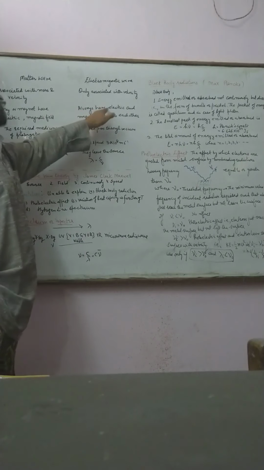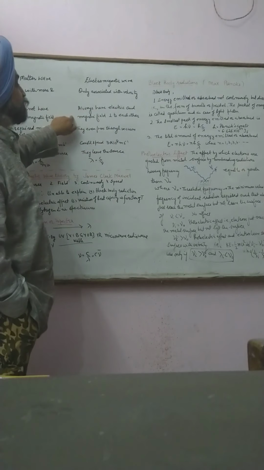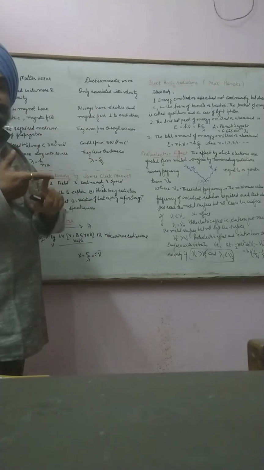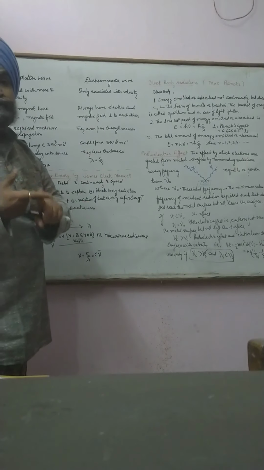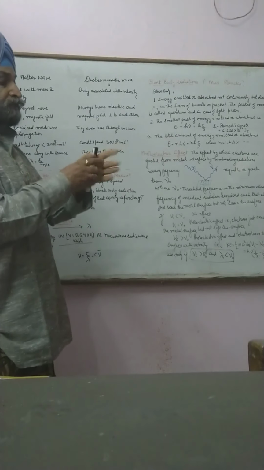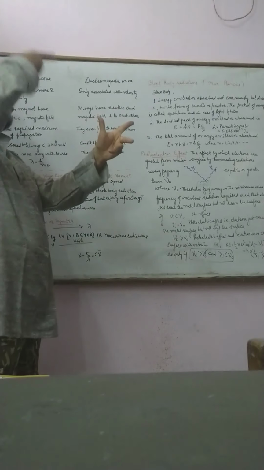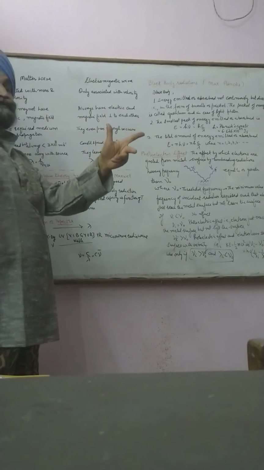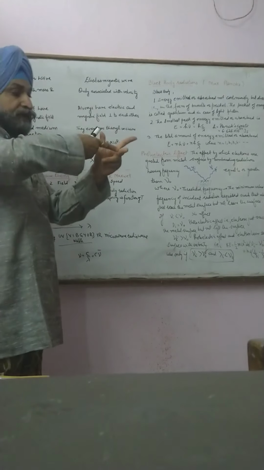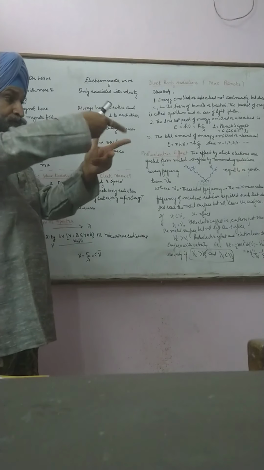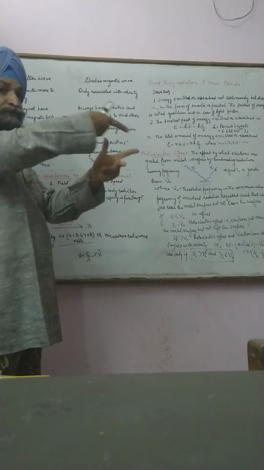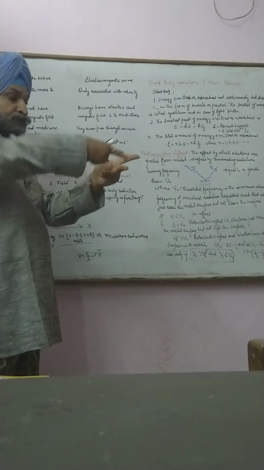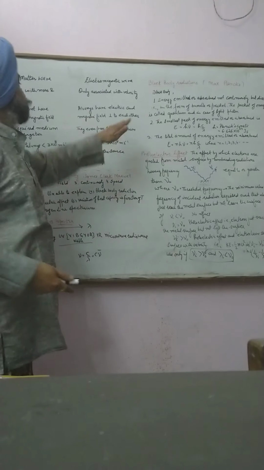In electromagnetic waves, electric and magnetic fields are both present, and both are perpendicular to each other and both are perpendicular to the direction of propagation. This is the electric field, that is the magnetic field, and the direction of propagation is there.